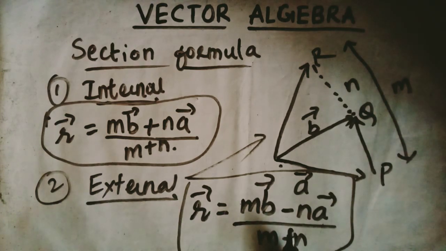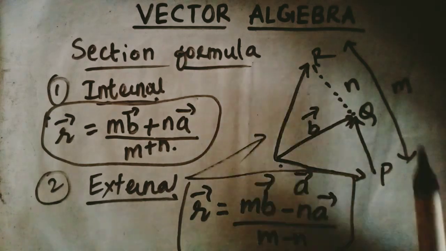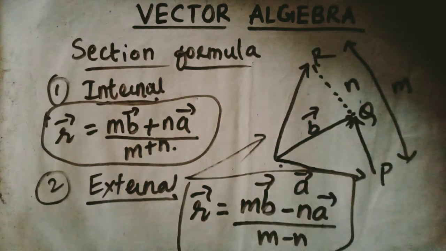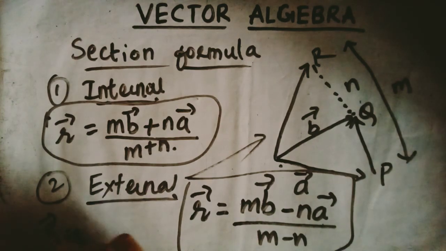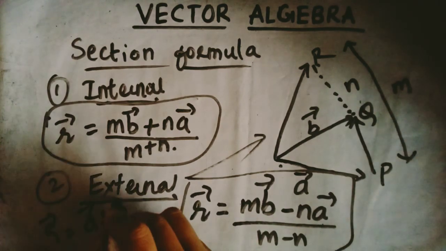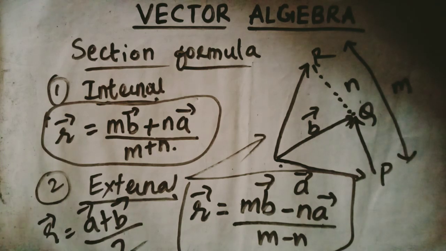And if R is the midpoint of PQ, then obviously M is equal to N, right? So your R vector becomes equal to (A plus B) upon 2. This is for the midpoint.